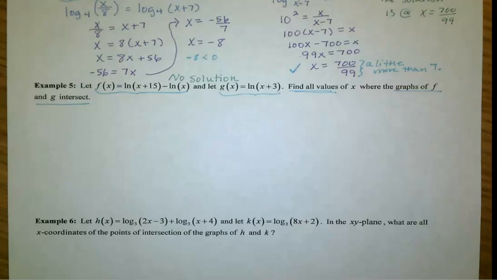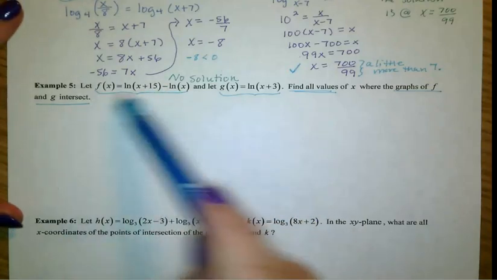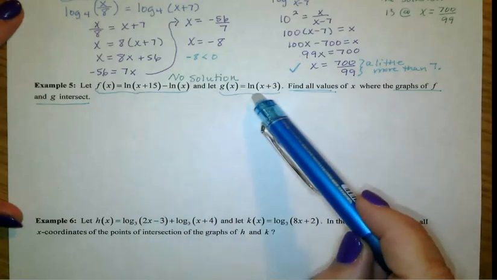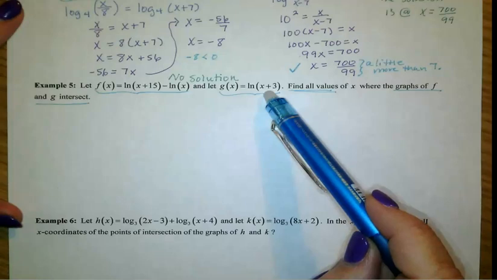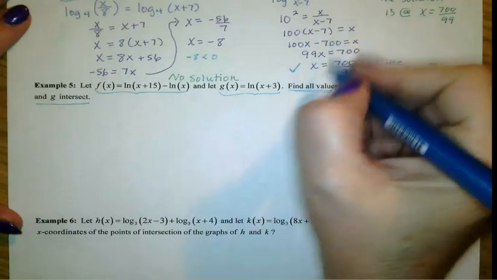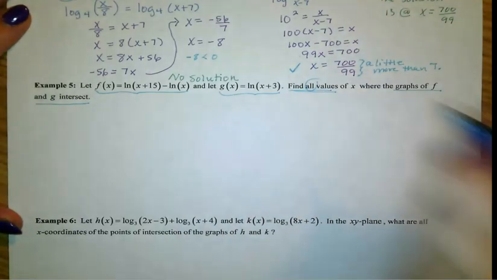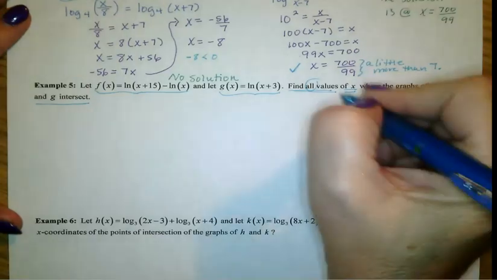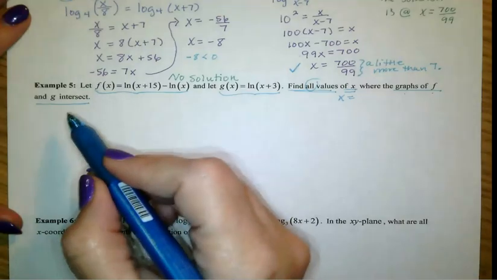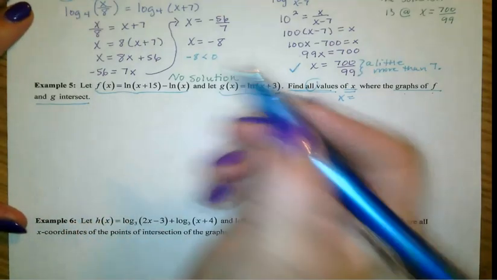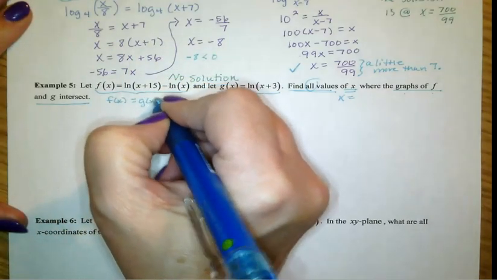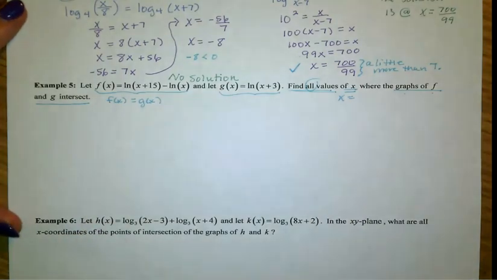Pause your video. Okay, so we learned that we have one function f of x that has some natural logs. We have a function g of x, which also has natural logs. So right now we're all in the same base, so that's good. It says to find all the values of x, so our answer is going to be x equals such that the graphs of f and g intersect. So in essence, what that's saying is that f of x equals g of x. That's what it means when they intersect.